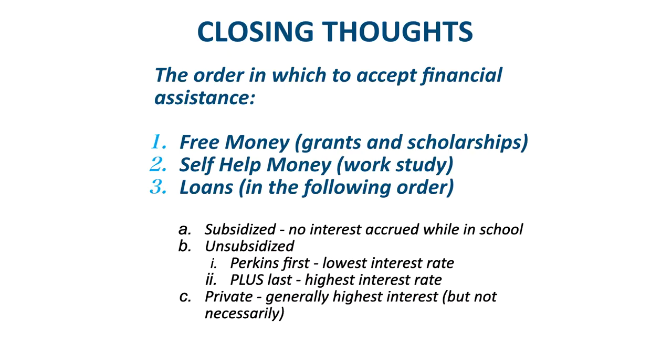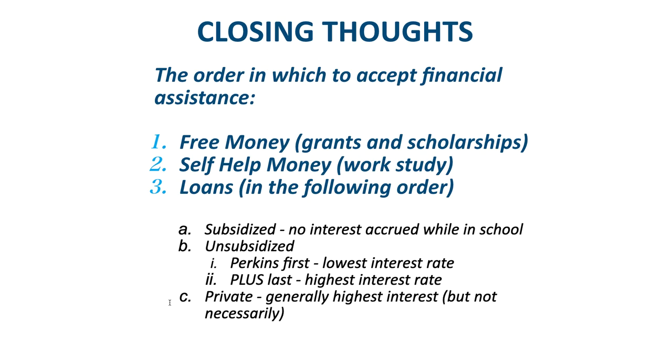And with that, I will just summarize what we have talked about in this video and the two that preceded it, and that is the order in which to accept financial assistance. Free money, grants and scholarships. Self-help money is next. That is money you earn by working. Loans are your last resort because you don't want to incur debt. So here is the order of loans that you should accept. Subsidized, no interest accrued while you're in school. That's the best loan. Unsubsidized loans are next. And then lastly, the private loan.